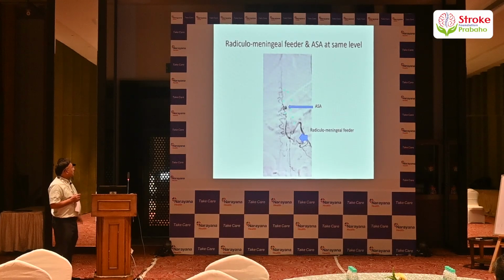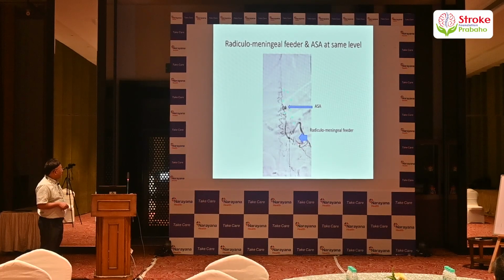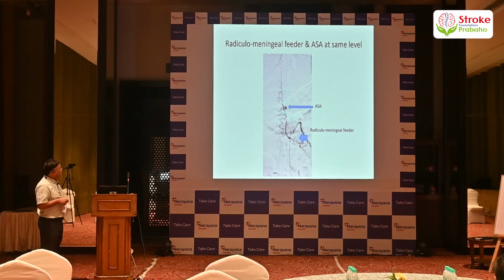And this is one of the cases which is a relative contraindication for endovascular treatment. This is a case where the radiculomeningeal artery is supplying the fistula, but at the same time the anterior spinal artery is arising. Here the anterior spinal artery as well as the radiculomeningeal artery are arising from the same level. So these are the relative contraindications.